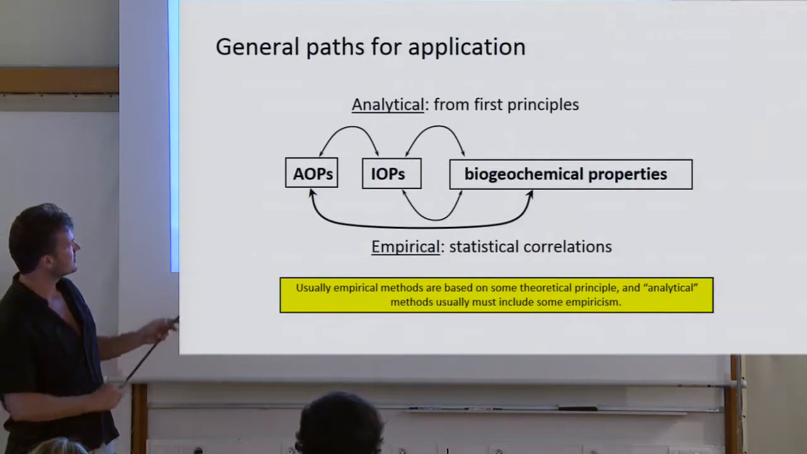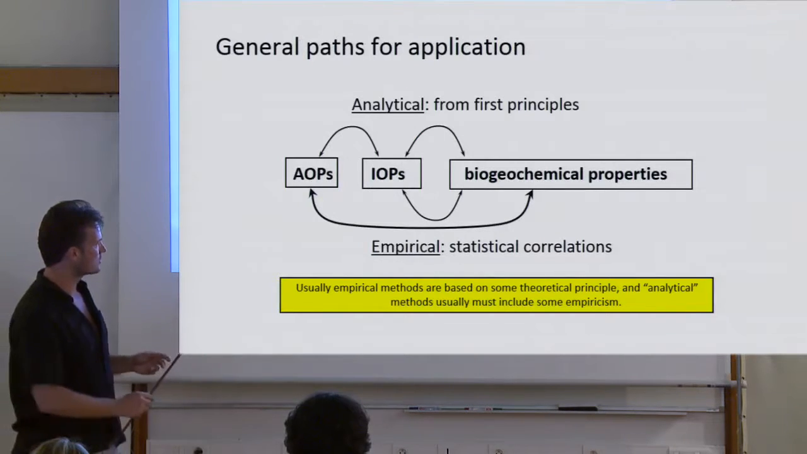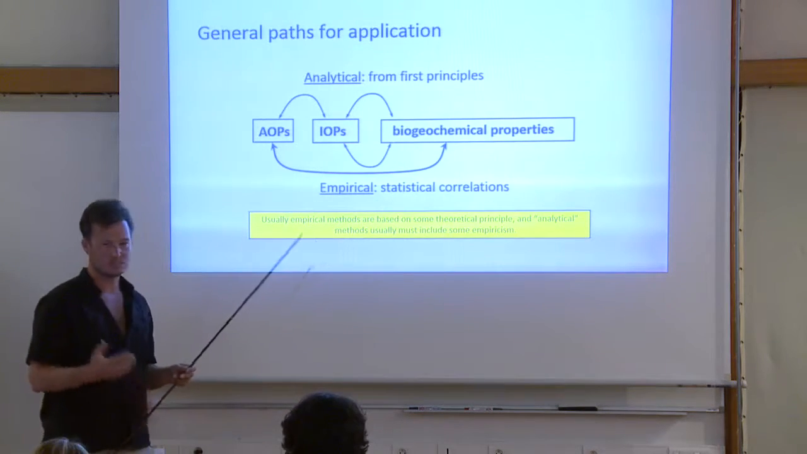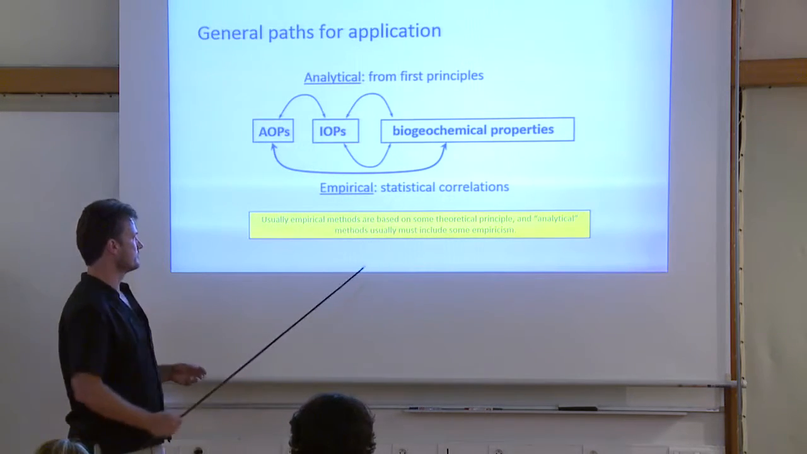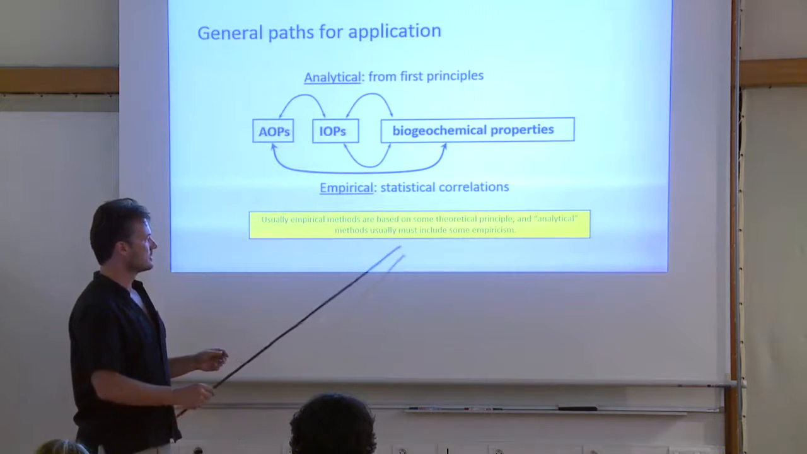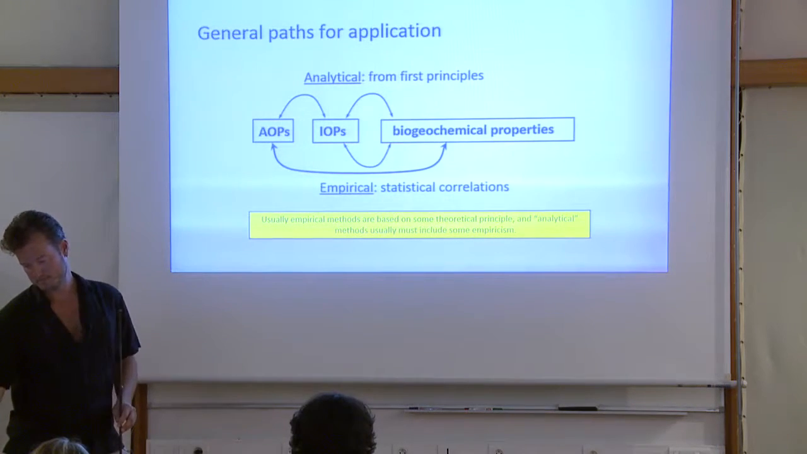A point to make is that usually if we call something analytical, it's usually semi-analytical, because almost always you're going to need some empiricism in the analytical relationships. And similarly, with empiricism, you're usually going to use some kind of theoretical principle in developing that relationship.